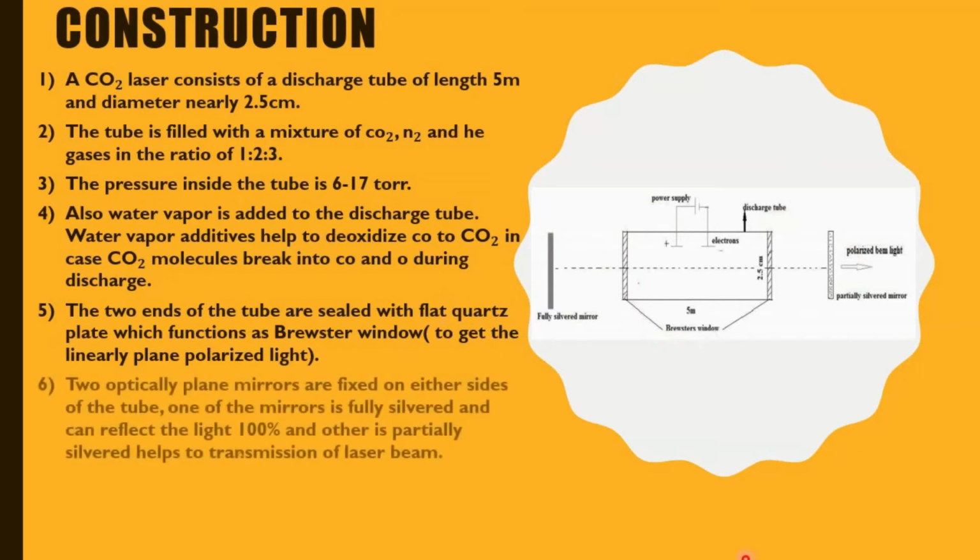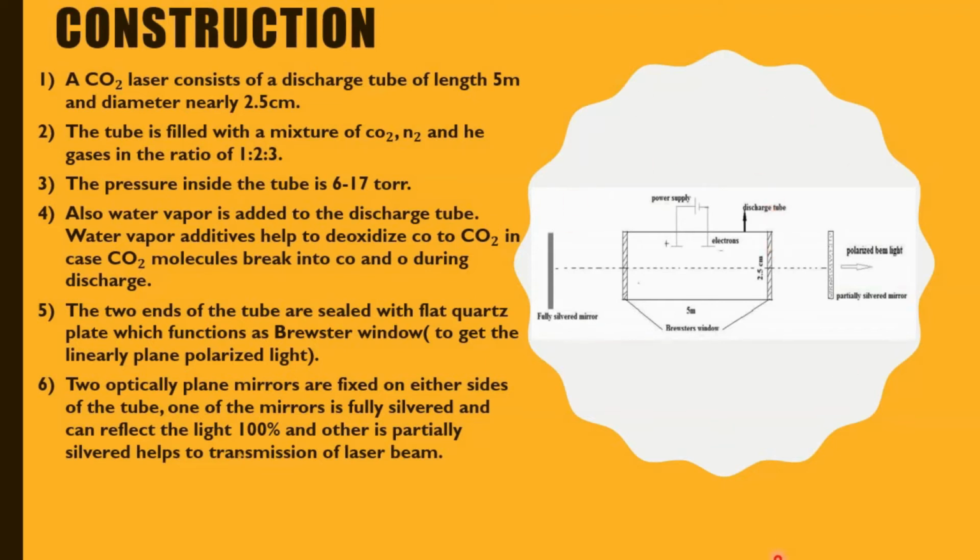Now the next thing is that two optical plane mirrors are fixed on either side of the tube. So this is the tube, and on both sides there are mirrors. So one is a fully silvered mirror, that means it will reflect 100% of the light, whereas the other is partially silvered, that means it helps to transmit the laser beam. Okay, so these 6 simple steps are the construction of the CO2 laser.